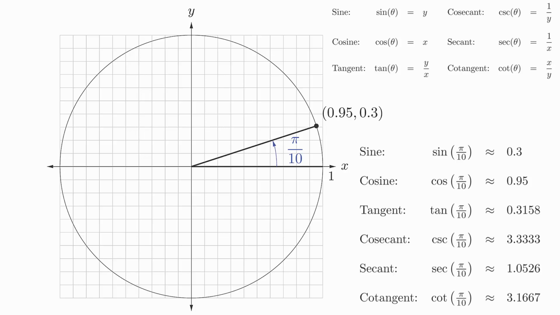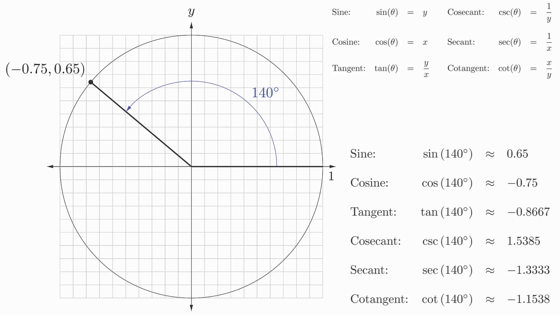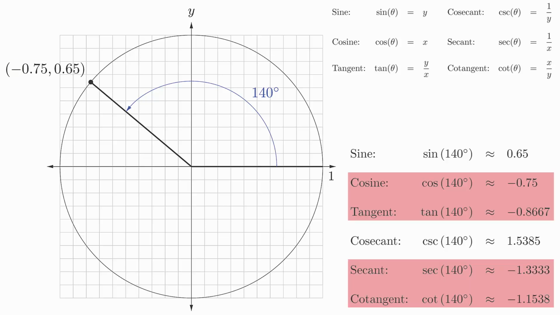When working with this picture, we will also need to pay attention to the signs of the coordinates. For example, here are the values of the trigonometric functions evaluated at 140 degrees. Notice that the x-coordinate is negative, making some of these values negative.